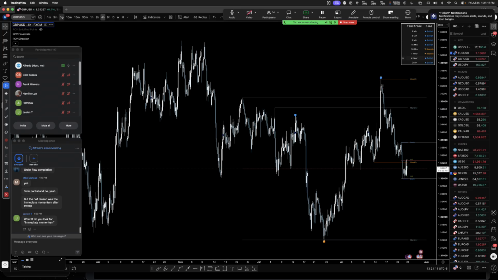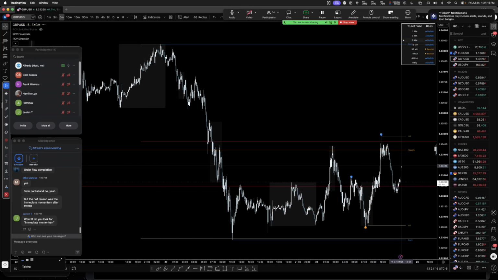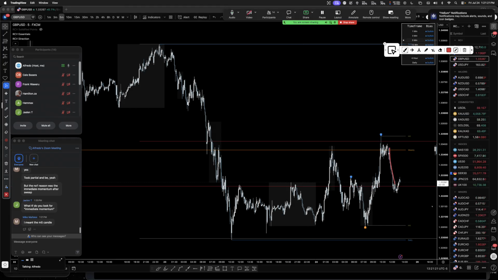H4. Immediate momentum is just counter to the opposite move. So if we consider this to be immediate momentum, that is compared to this, right? And although they're similar, this broke the internal structure. So that's why I consider that immediate momentum. See, this is also immediate momentum because of how slow this is. What do you mean, the M5 candle?